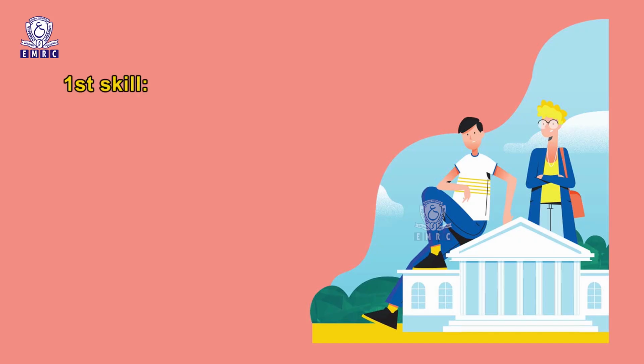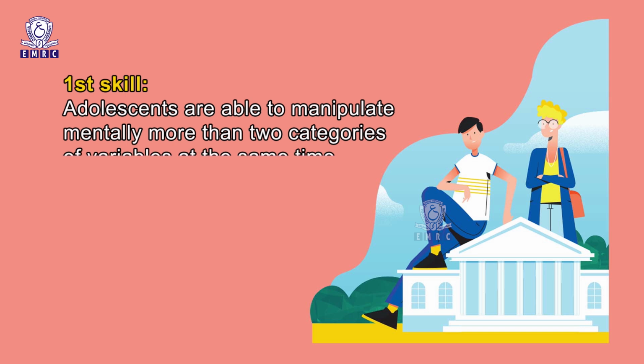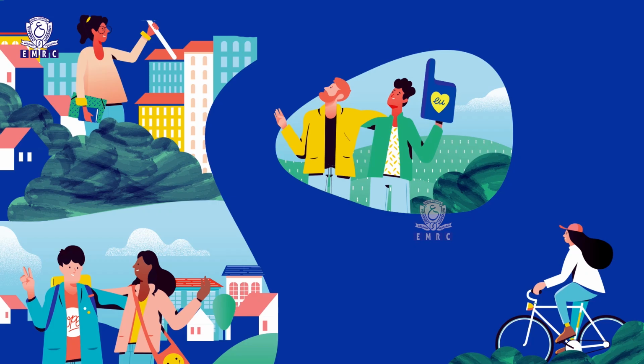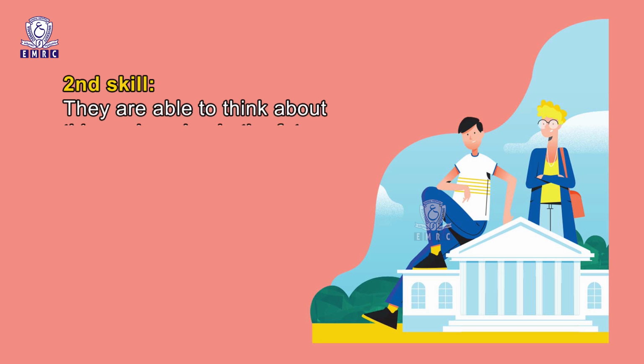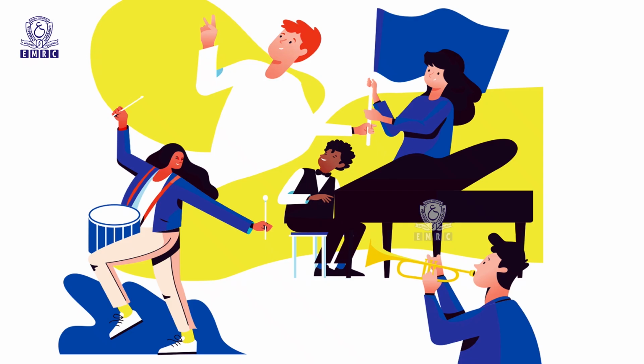The first skill is where adolescents are able to manipulate mentally more than 2 categories of variables at the same time. For example, for planning a trip, they can consider the relationship of speed, distance and also time. Then the second skill is that they are able to think about things changing in the future. For example, they can realize that their current friendships may not remain the same in the future.